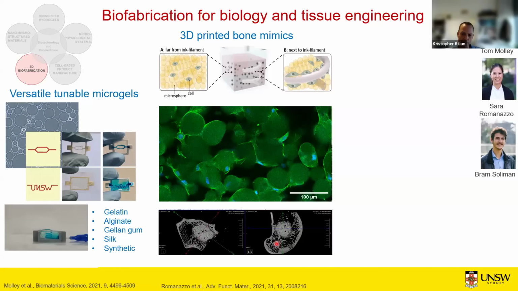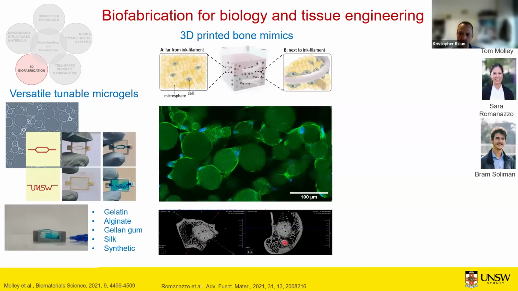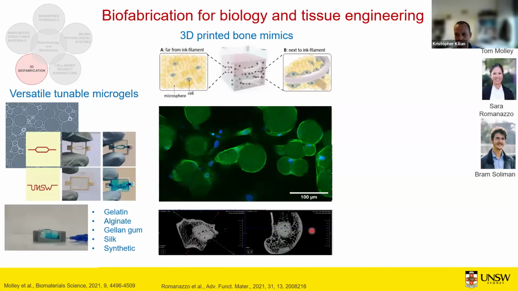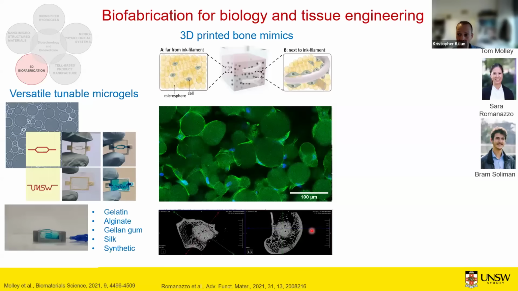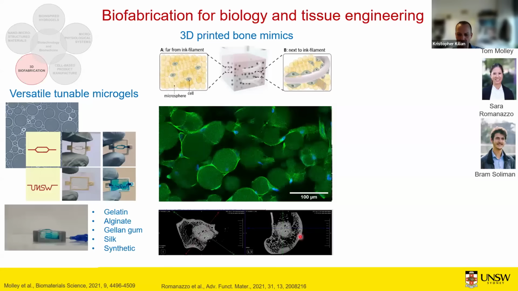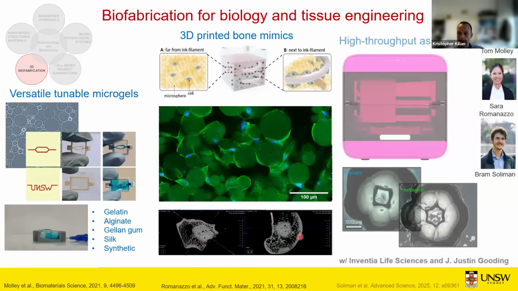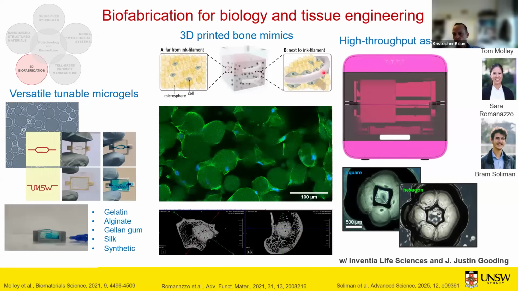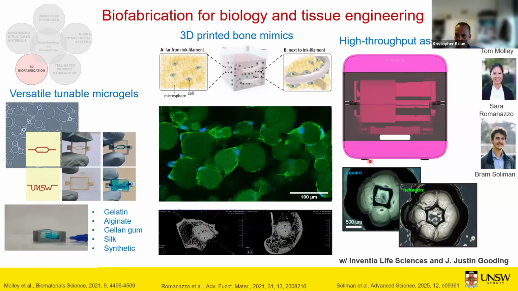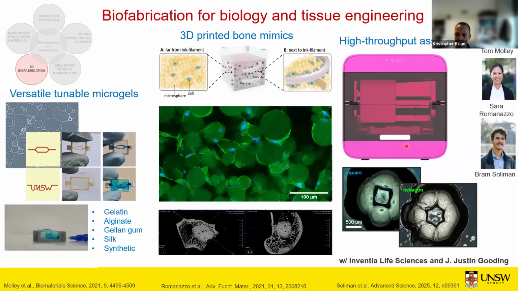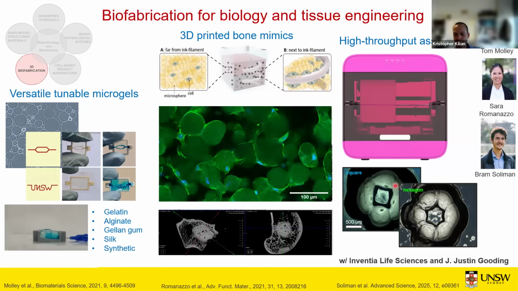And this seemed to be a really nice mix of ceramics and patient-derived adipose stromal cells that could be used for in vivo healing of bone. We've also worked with Inventia Life Sciences, and this is with Justin Gooding in the School of Chemistry at UNSW, using the Rastrum bioprinter to make high-throughput assays.